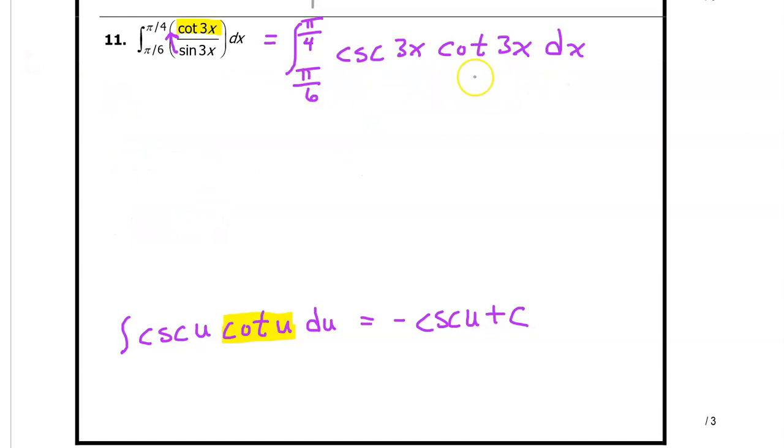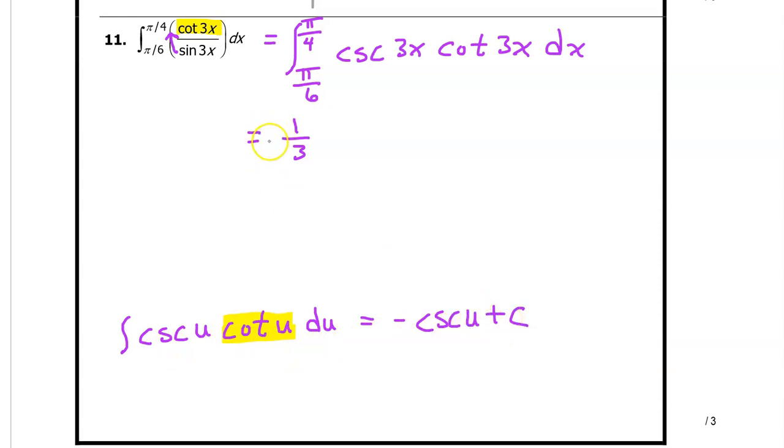Now we can do a mental u substitution. The u is 3x, therefore u prime is 3. All that will happen is we will end up dividing by u prime. We will end up dividing by 3. Therefore, we will have a 1/3 out in the front of the integral. Other than that, we can go ahead and take the antiderivative of cosecant u cotangent u. And as I mentioned at the beginning of this problem, that integral is negative cosecant u plus c.